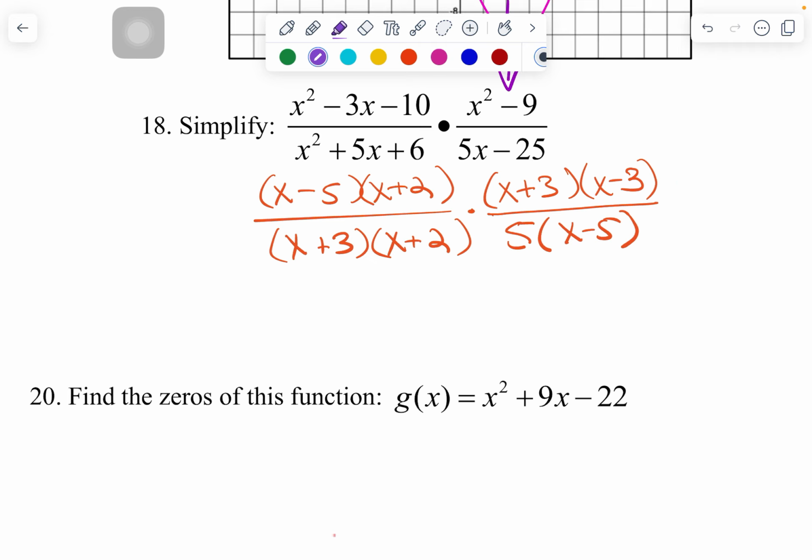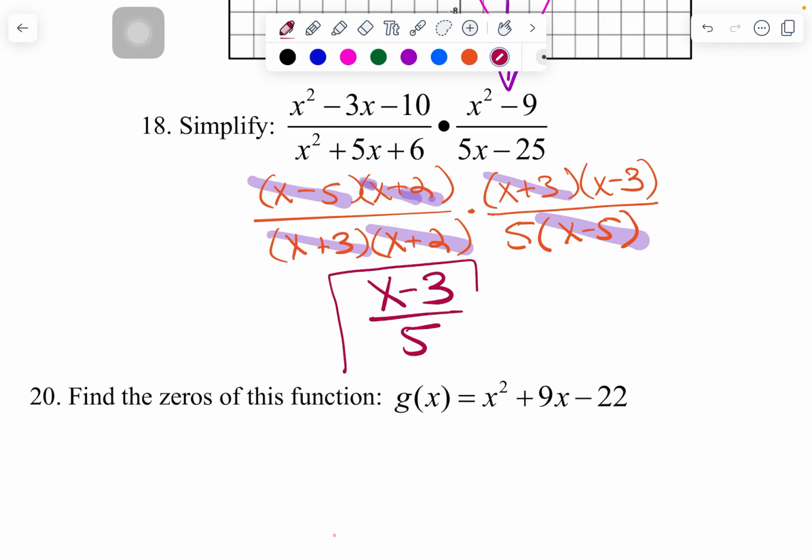Now for the fun part. I'm going to cross out or cancel out the factors that we have in both the numerator and the denominator. So x minus 5 will take out an x minus 5. X plus 2 will take out an x plus 2. X plus 3 will take out an x plus 3. So what's left now are the things that cannot be canceled. So in the numerator, you have x minus 3, and then in the denominator, you have 5. And that is a simplified version for number 18.